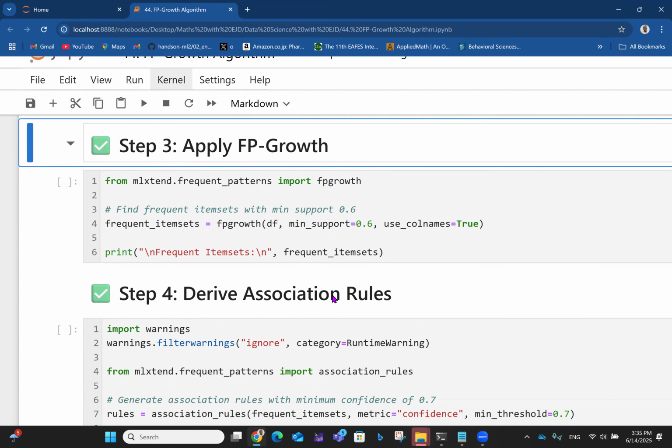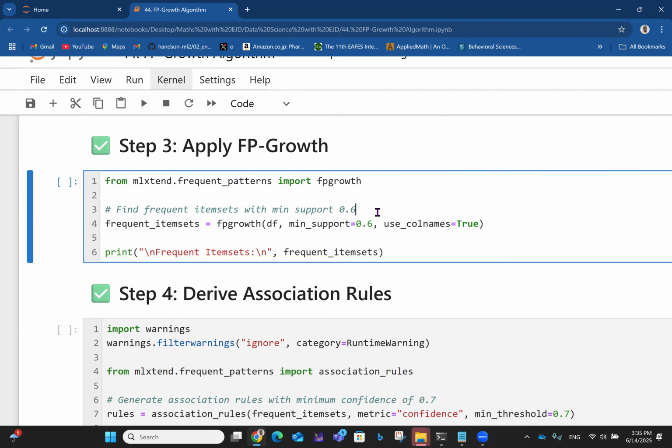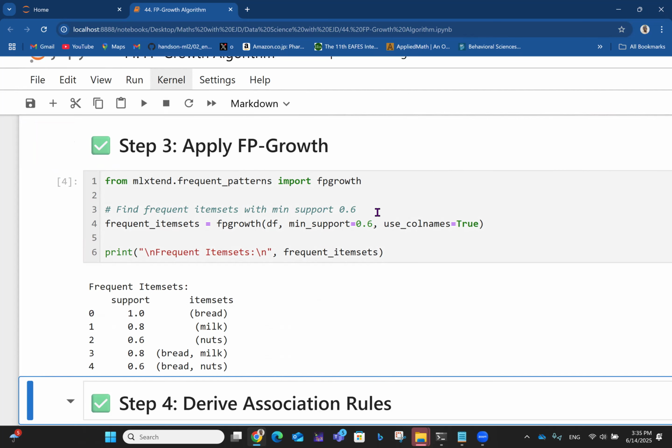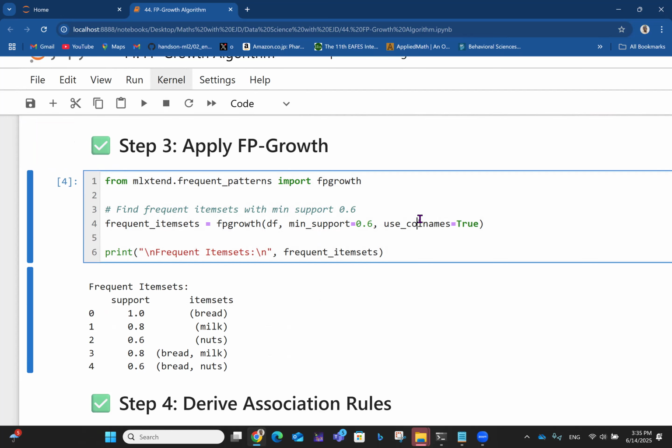Then you can now apply the frequent pattern growth algorithm. From mlxtend.frequent_patterns, you import fpgrowth. Find frequent item sets with a minimum support of 0.6. You set the 0.6 support directly, and then just get the item sets that appear at least 60% of the time, that's 3 out of 5. You get that directly, so you don't have to generate all the other things. Bread is almost always bought, then 0.8 for milk, 0.6 for nuts, 0.8 for the bread and milk combination, 0.6 for the bread and nuts combination. You go straight to the point without having to generate every item.